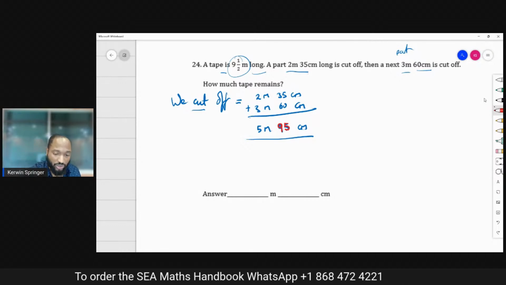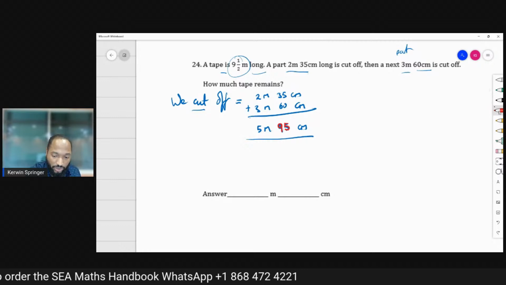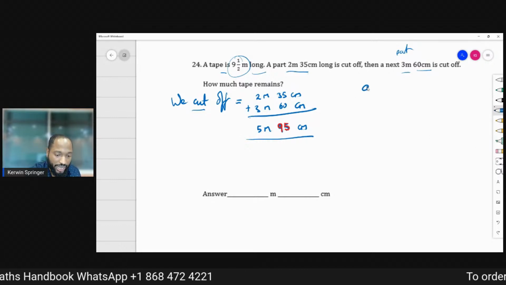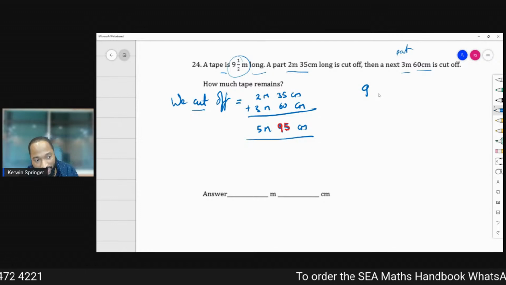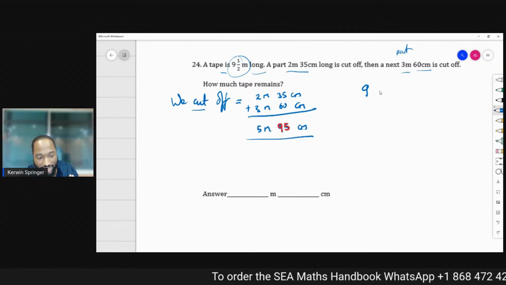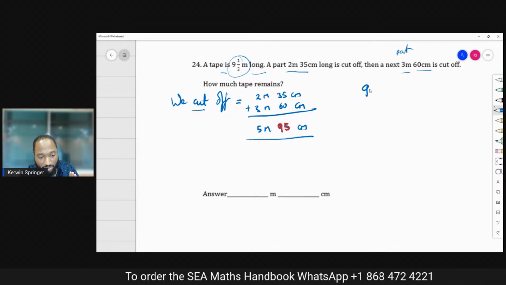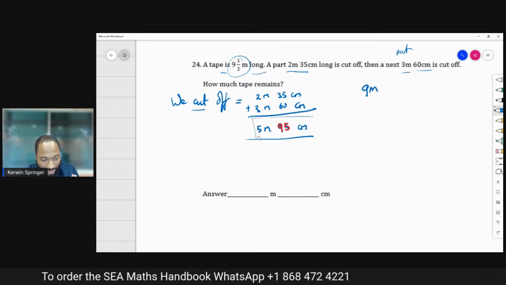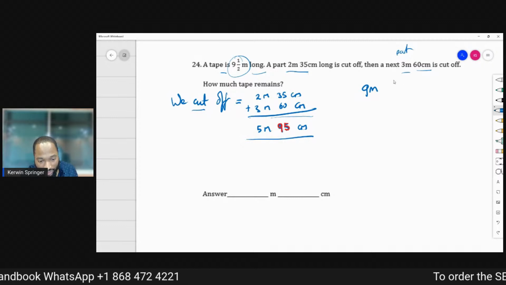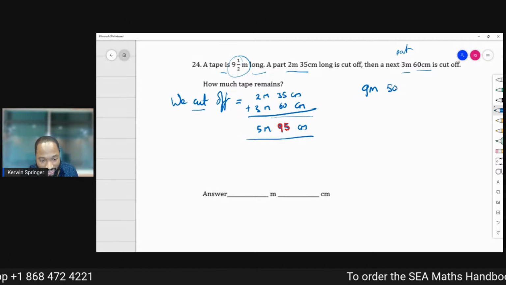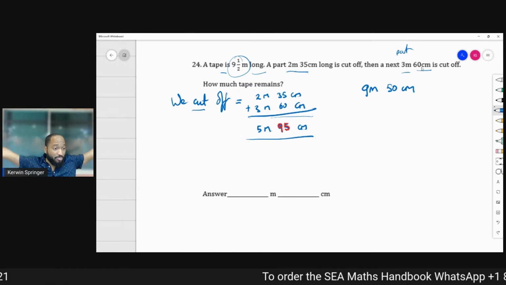All right, so let me subtract now. The total amount was 9.5 meters. 9.5 meters means 9 meters, and let's put it in the same format now. 9 meters and half of a meter. Half of a meter is 50 centimeters. You know the big meter rule.